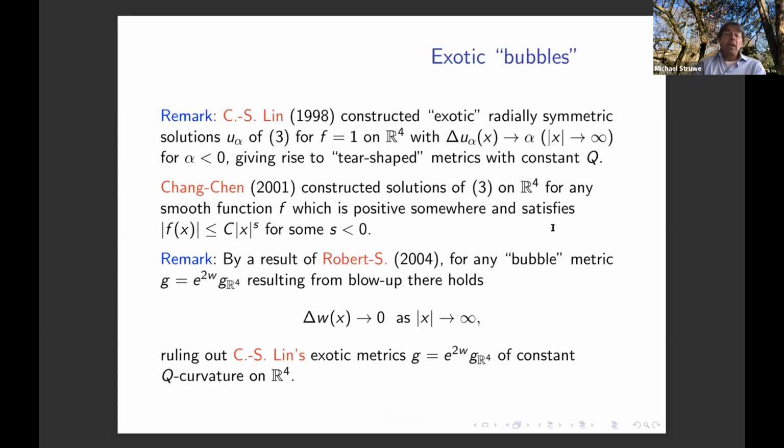However, in the case of blowup, by a result that I obtained with Frédéric Robert in 2004, there's an additional condition working for us, namely, for any bubble metric resulting from blowup, necessarily the Laplacian decays to 0 as x tends to infinity. So because of the different asymptotic behavior in C.S. Lin's result, these exotic metrics would then be ruled out.